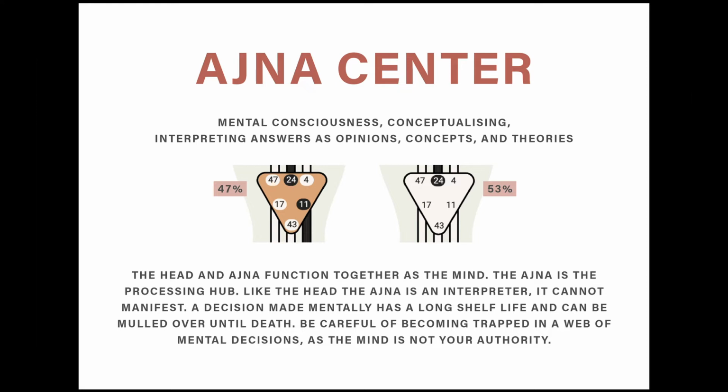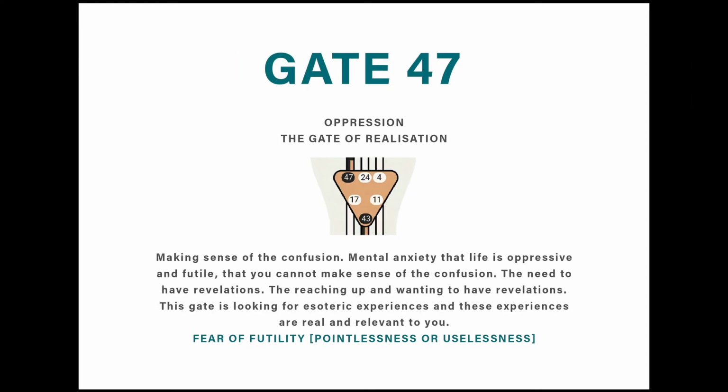They're almost separate from, as you reach the throat in the body graph and head down, these are separate functions. The ajna is the processing hub. And like the head, the ajna is the interpreter. It cannot manifest. It's about interpreting information. A decision that's made mentally often has a far longer shelf life than it needs to. It can be mulled over until right at the end. We use our mind to work out stuff, but being trapped in that web of only making a decision from my mind is a very dangerous place to be, because these centers are meant to interpret, to research, to conceptualize, weigh up, understand. That's what they're meant to do in order for you to feel that decision coming through.